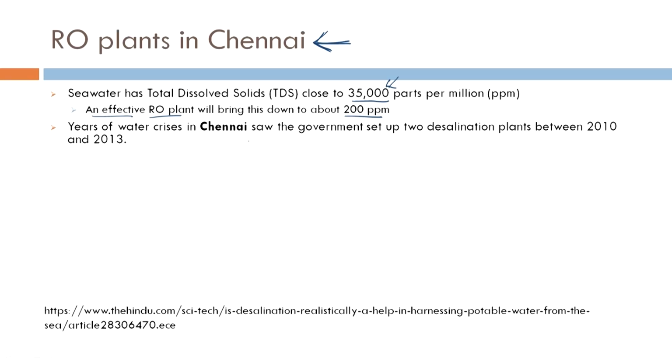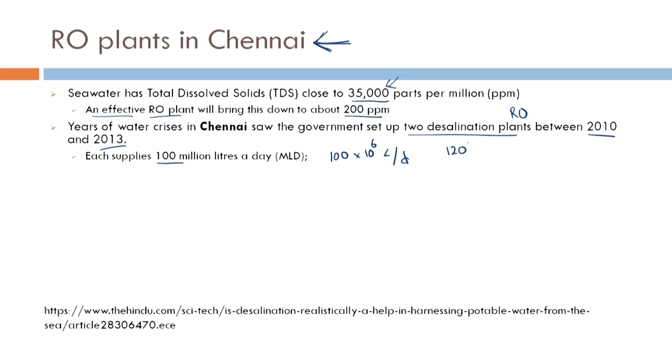Years of water crisis in Chennai saw the government set up 2 desalination plants based on RO between 2010 and 2013. Let us look at the costs and the relevant variables. Each supplies 100 million liters, million is 10 power 6 liters, per day. That is quite a lot. Again, keep in mind, typically we say 120 liters per person per day is the requirement. In India, depending on the economic status of the person, it is either higher or lower, but 120 is a decent number.